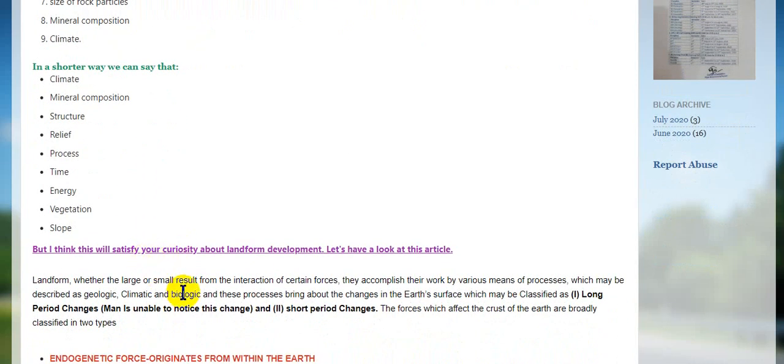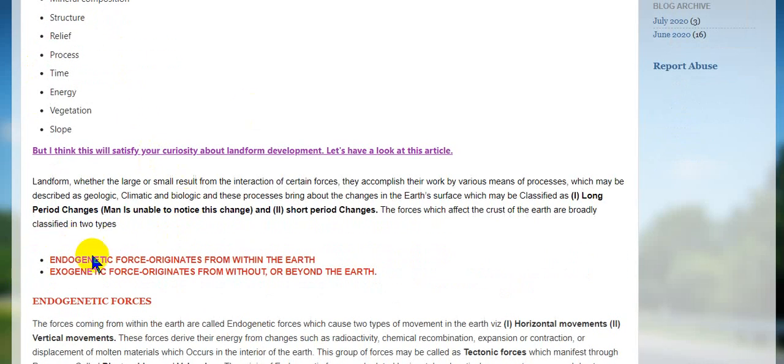But I think this will satisfy your curiosity about landform development. Let's have a look at this article. This is a more concise way. The following text here discusses in detail the factors involved in the formation of landform development.